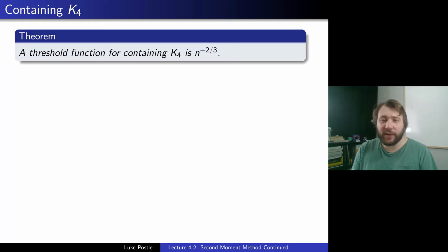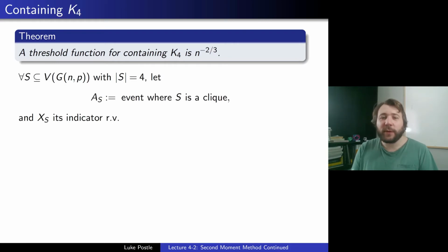All right, so how does this work? Well, let's start in on the proof. So what are we going to do? Pretty standard things. For every S, a subset of the vertices of size 4, we'll let A_S be the event where S is a clique, and X_S be its indicator random variable. And then we'll let X be the sum of these indicator random variables. So X will be the number of 4-cliques in our G(n,p).